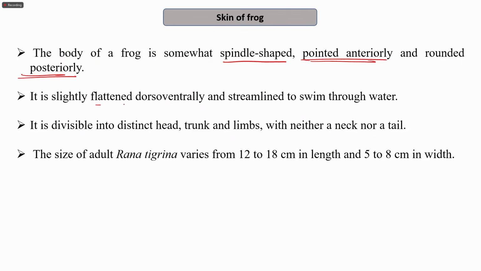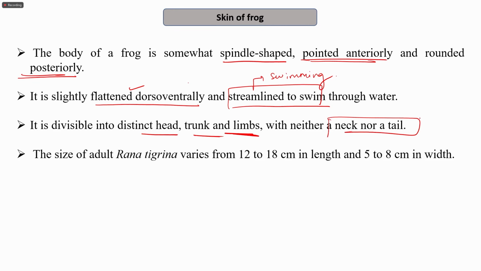It is slightly flattened dorsoventrally and streamlined to swim through the water. This type of body structure helps in swimming. It is divisible into distinct head, trunk, and limbs, with neither a neck nor a tail. The size of adult Rana tigrina varies from 12 to 18 centimeter in length and 5 to 8 centimeter in width. This is the general morphology.